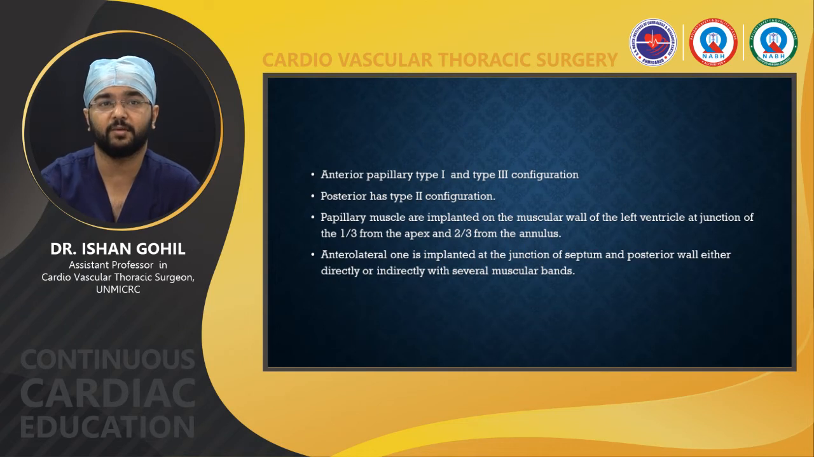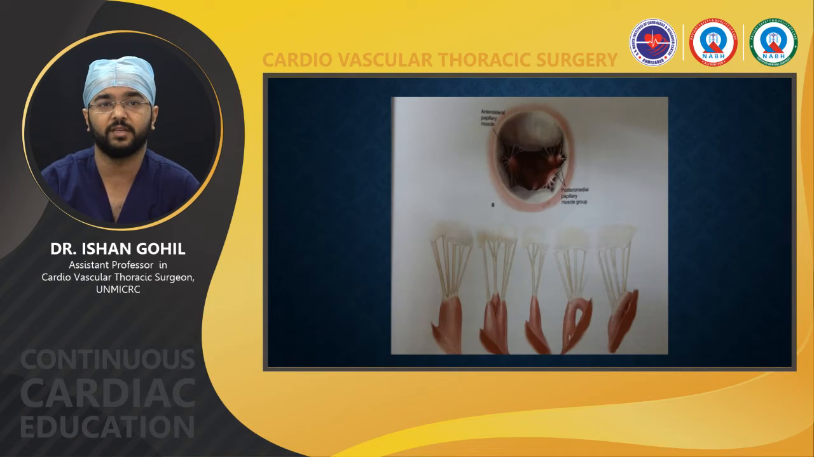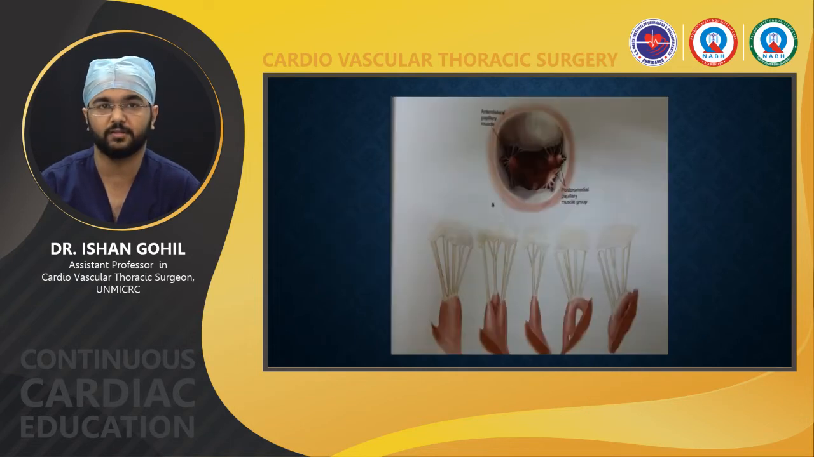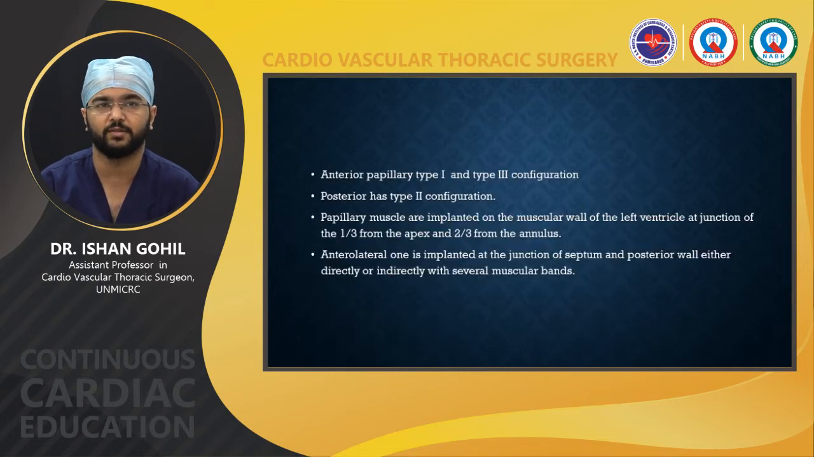The anterior papillary muscle, that is the anterolateral, is basically of type 1 and type 3. That is, there is a big papillary muscle with chordae attached to it, or there is a small papillary muscle with chordae attached to it. That is, there is a large head with chordae attached to it, or a small head with chordae attached to it. While the posteromedial papillary muscle is of type 2. That is, there are multiple heads with chordae attached to it.